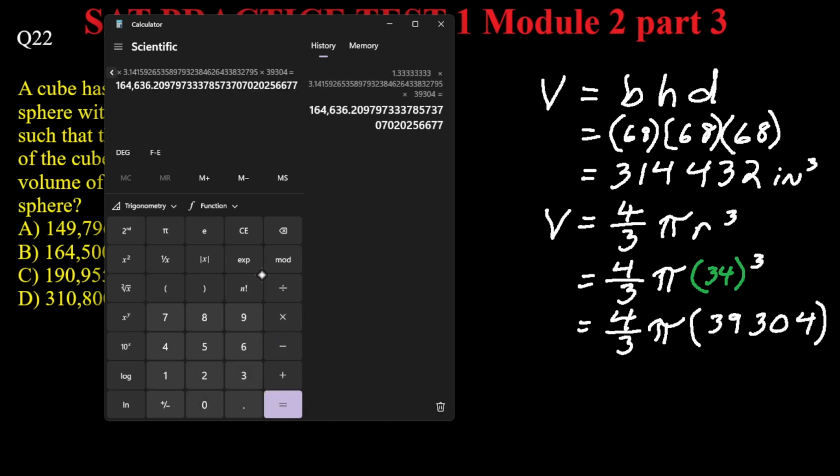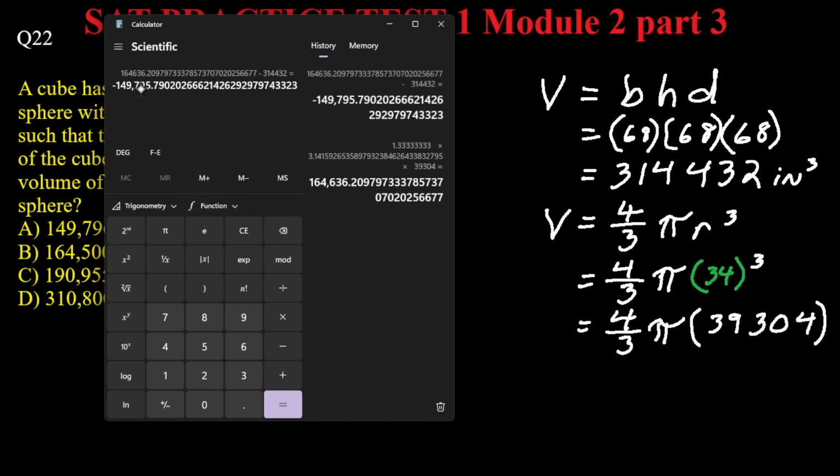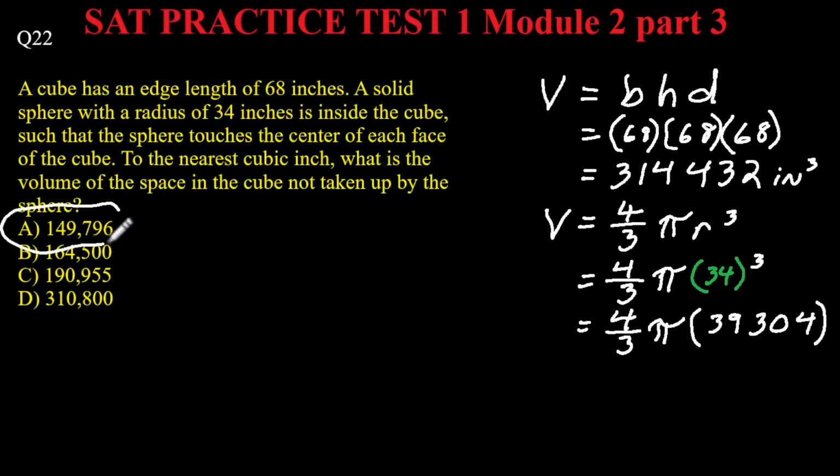And I get 164,636. And I need to subtract that from 314,432. And the difference between them is about 149,800, which is choice A.